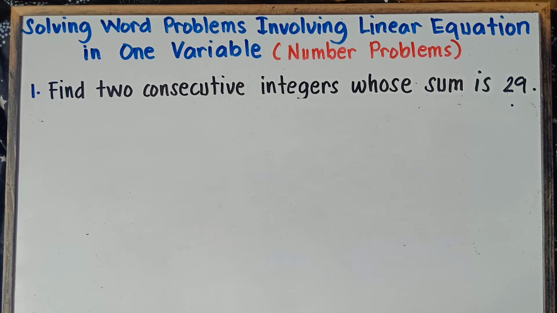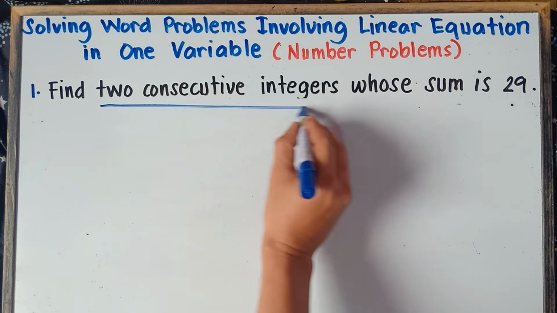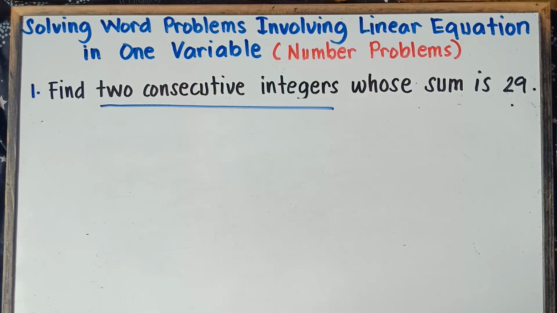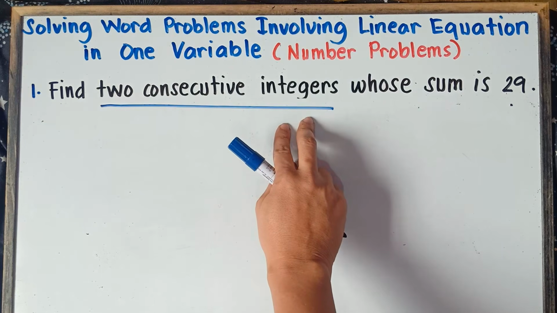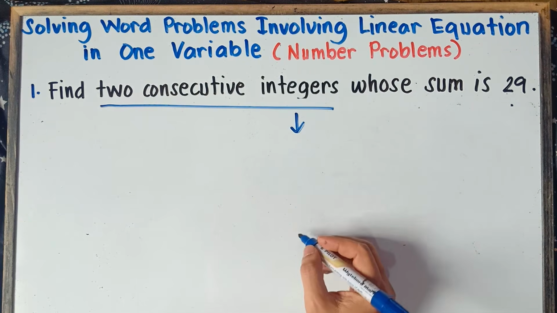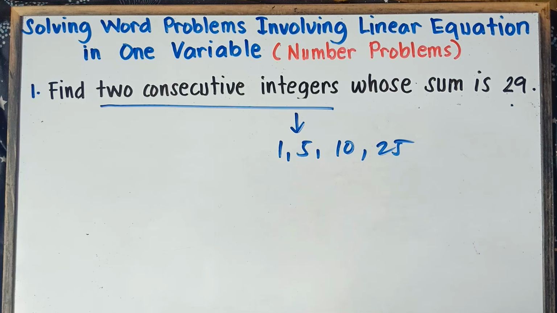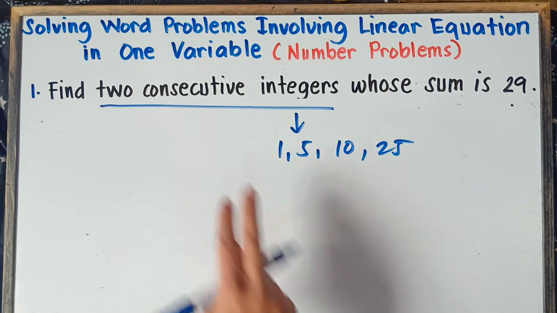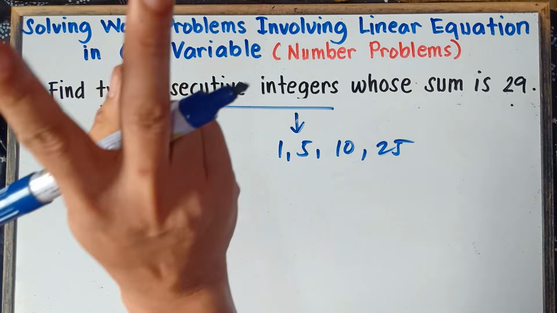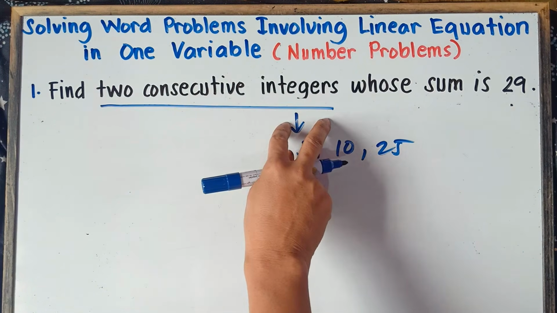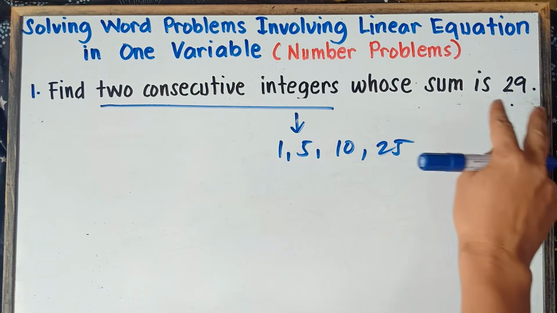Find 2 consecutive integers whose sum is 29. So once again, you're looking for 2 consecutive integers. Now we know integers, class, those are whole numbers. It could be positive or negative whole numbers. Examples of integers are 1, 5, 10, 25. Once again, we're looking for 2 consecutive integers whose sum is 29.